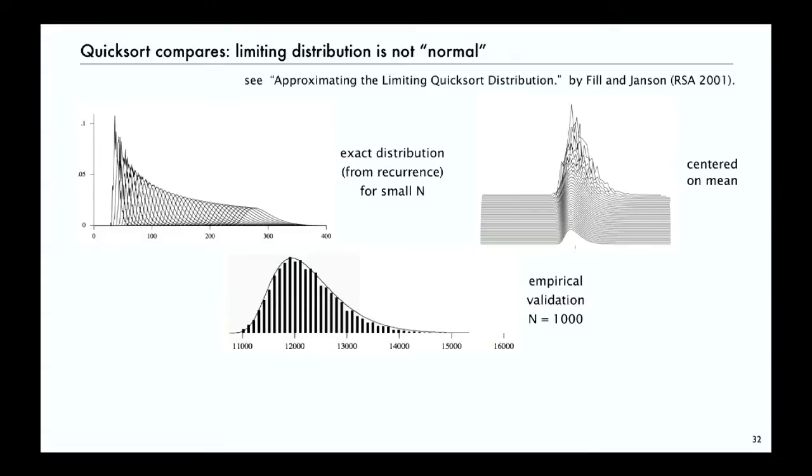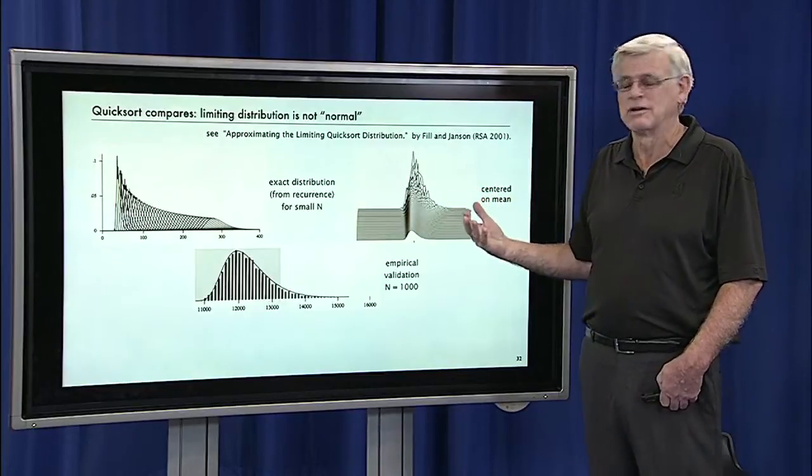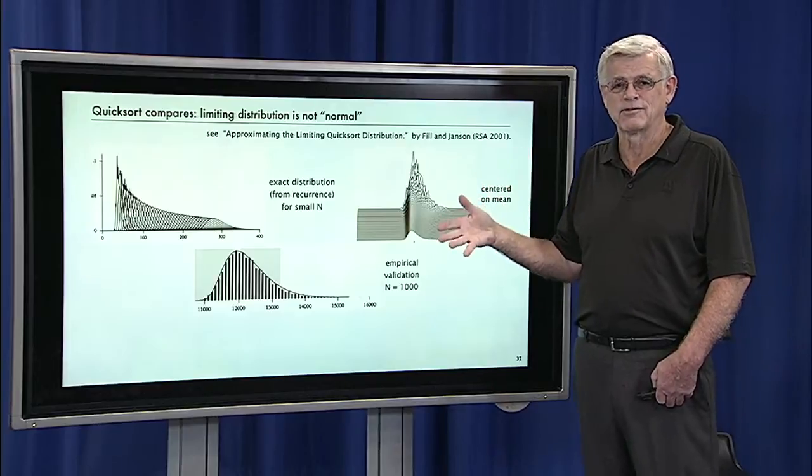And actually, this is just an empirical validation of running, again, 1 million sorts just to show that the actual behavior is like that. And that's interesting mathematics. What is this curve? It's a new function. It's not a normal distribution. It's definitely worthy of mathematical study.